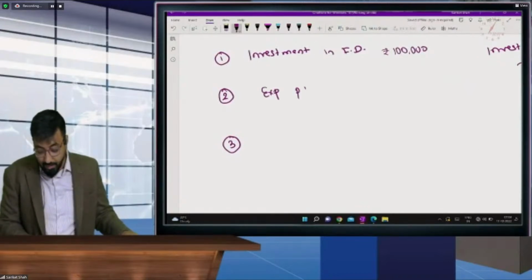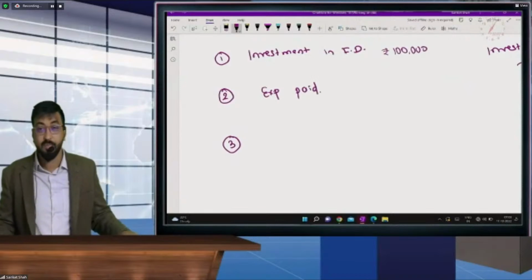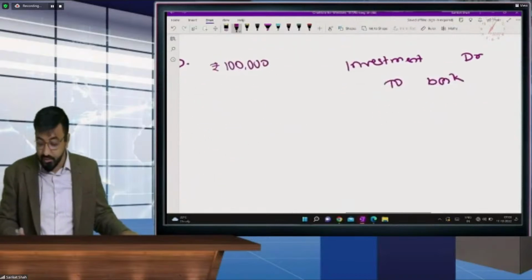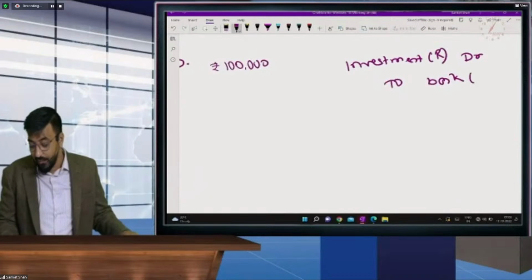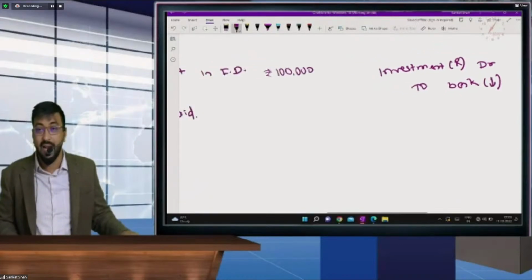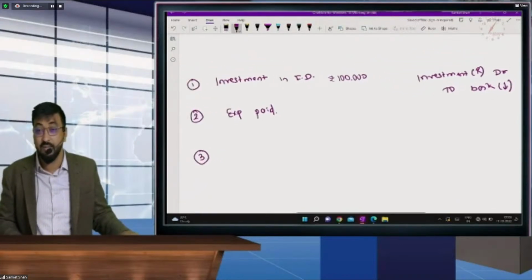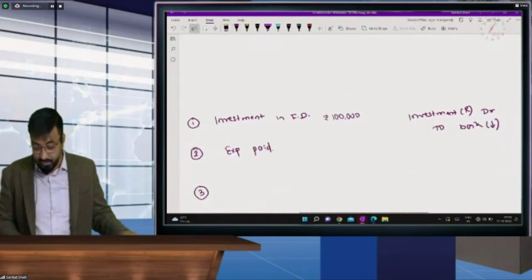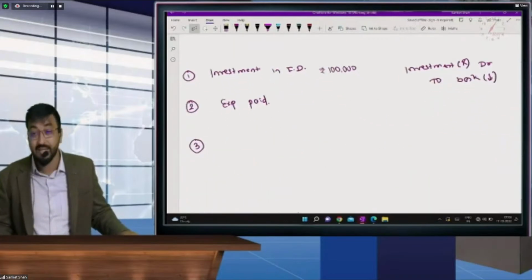Second entry, expenditure paid. So beta, investment is a real account and your bank balance is going to reduce. The bank is an asset. Asset has a debit balance, and if your asset balance is getting reduced, in that case you will pass the entry investment account debit to bank. Chalo.